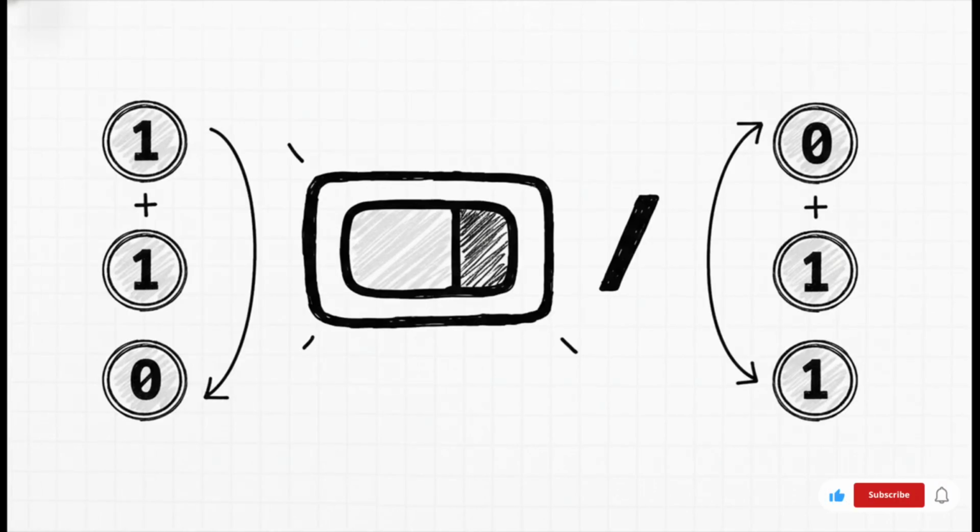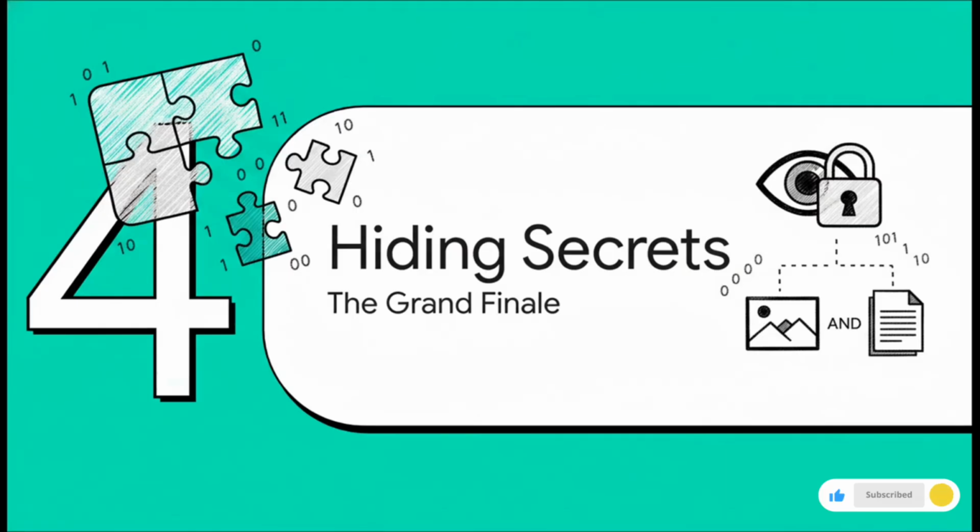And finally, my favorite one, toggling a bit. To just flip it from 0 to 1 or 1 to 0, we use the XOR operator. This is just brilliant. If the target bit is different from the mask's bit, a 1, it becomes a 1. If it's the same, it becomes a 0. It's literally a perfect switch. So there you have it. We now have all the tools we need.